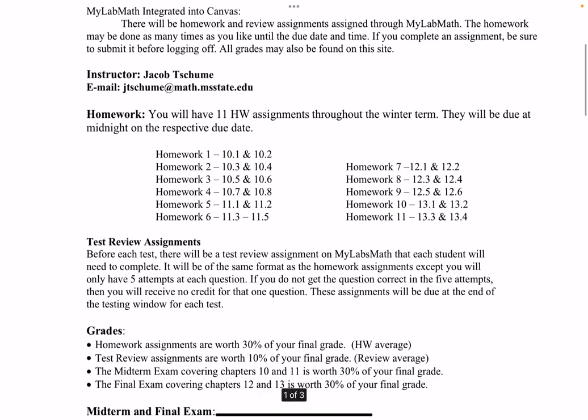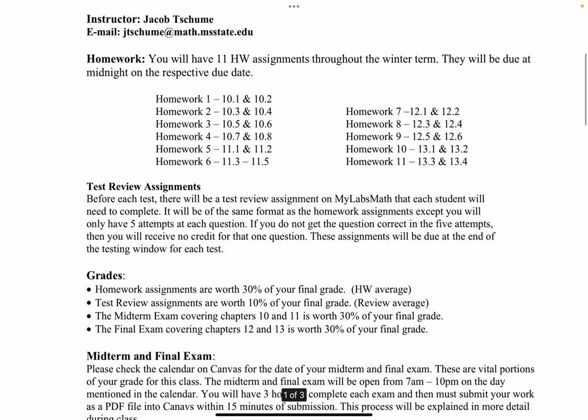As you can see here, throughout this month of December and 1st of January, you will have 11 homework assignments. We will be covering entirely Chapter 10, 11, 12, and 13 in the calculus book. So you'll have 11 homeworks throughout the winter term.